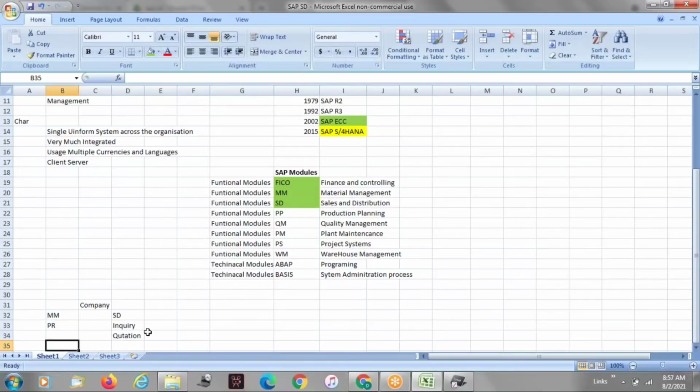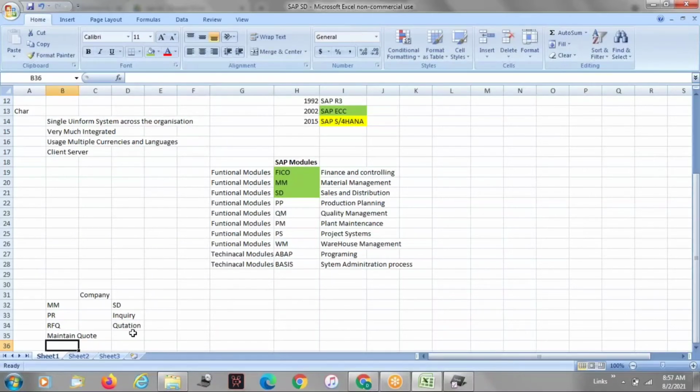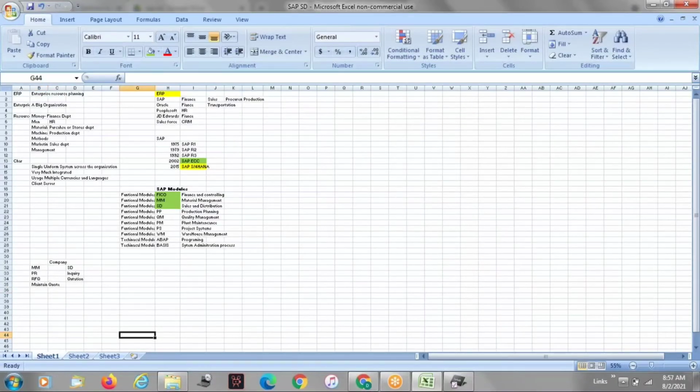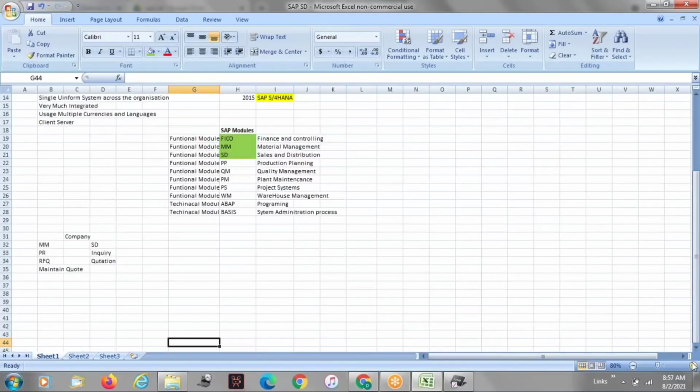From his point of view, there's a requirement called a purchase requisition. Then he will request for quotation. It's called RFQ. He'll request for quotation, then you give back the quotation, then he maintains the quotation. This part you don't need to know, but I'm just saying it to help you understand. So you maintain the quotations here. So from a department point of view, they maintain some quotations.